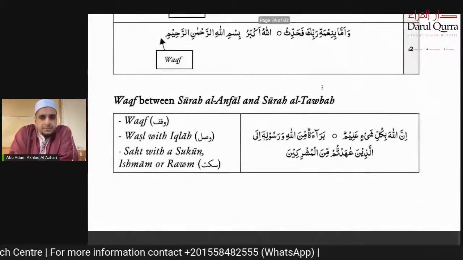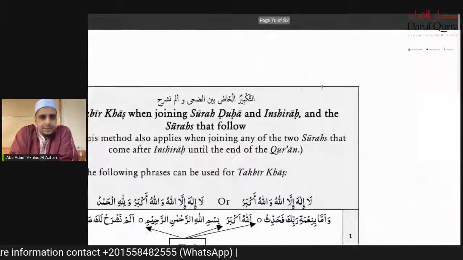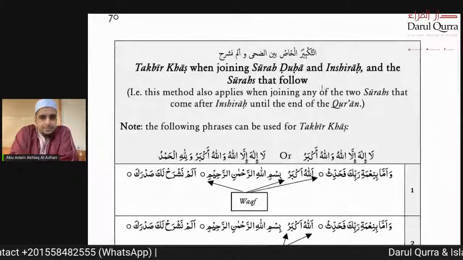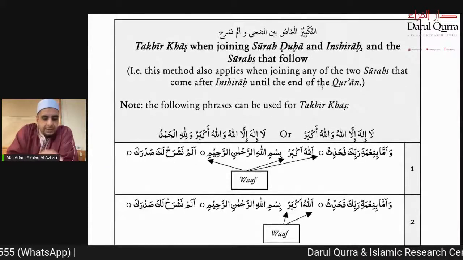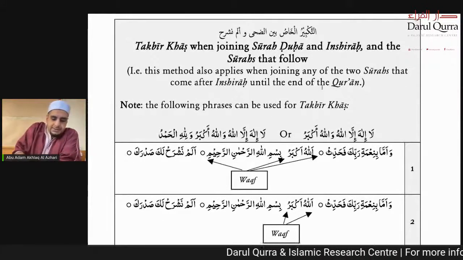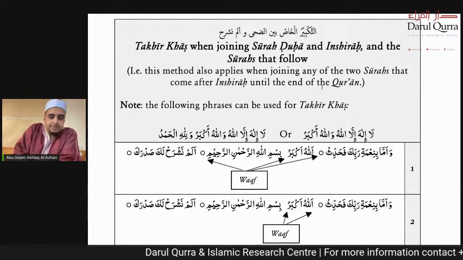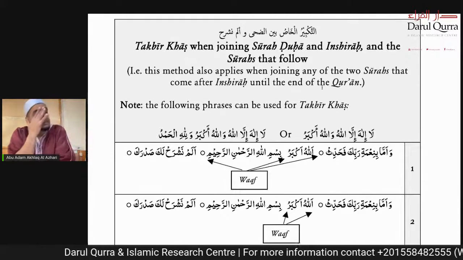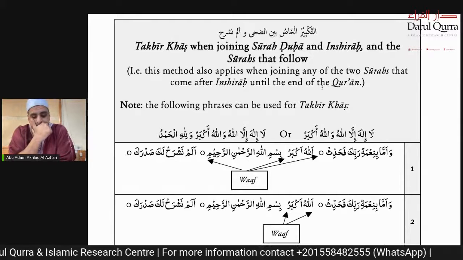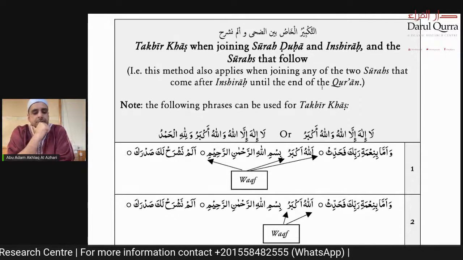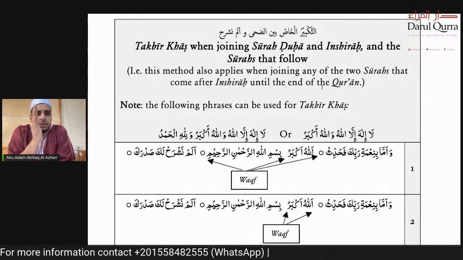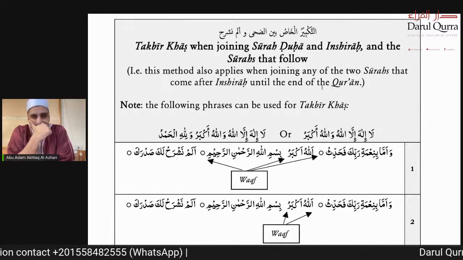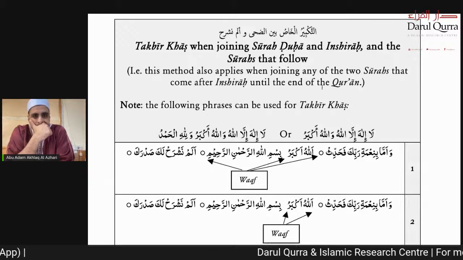So page number 70. Now this is takbir al-khas, specific takbir. This specific takbir, as we've discussed before, is between Surah Duha and An-Nas. And how do we do this now?